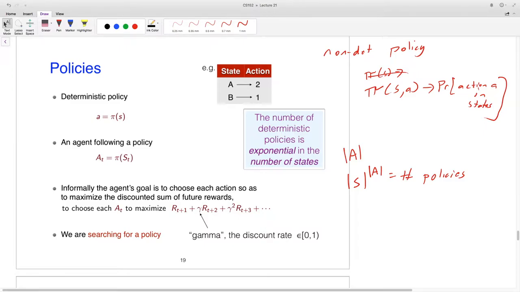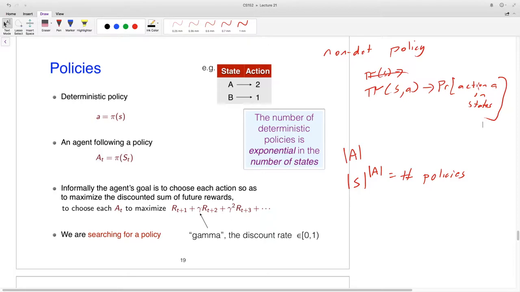And so what we're trying to maximize at any given point in time, doesn't matter what reward we've got so far, right? That's a sunk cost. All we want to do is choose an action that will maximize this value: our next reward and our future rewards discounted by gamma.